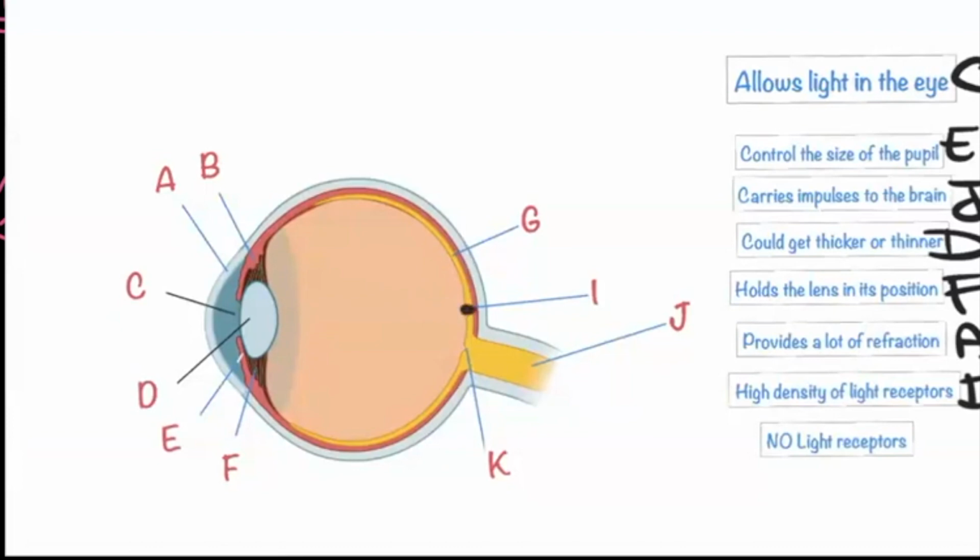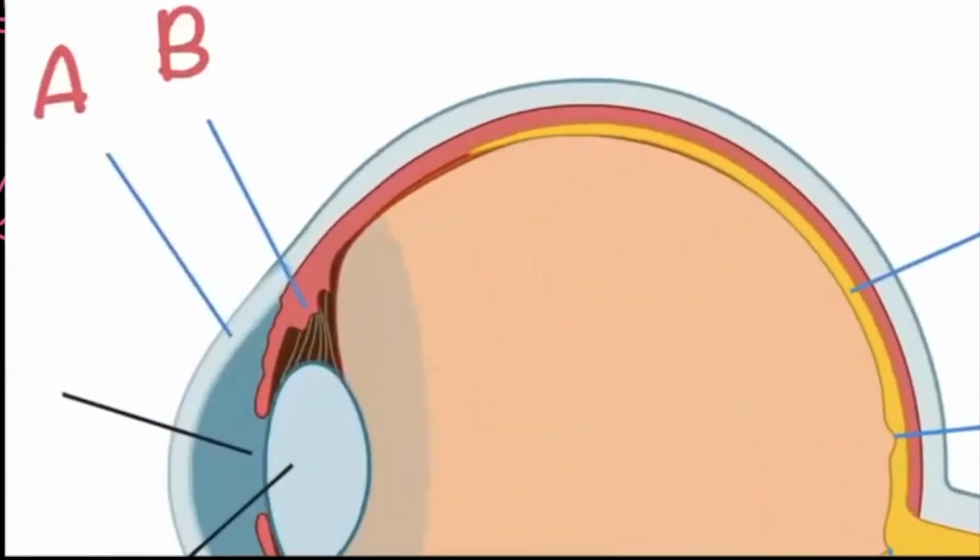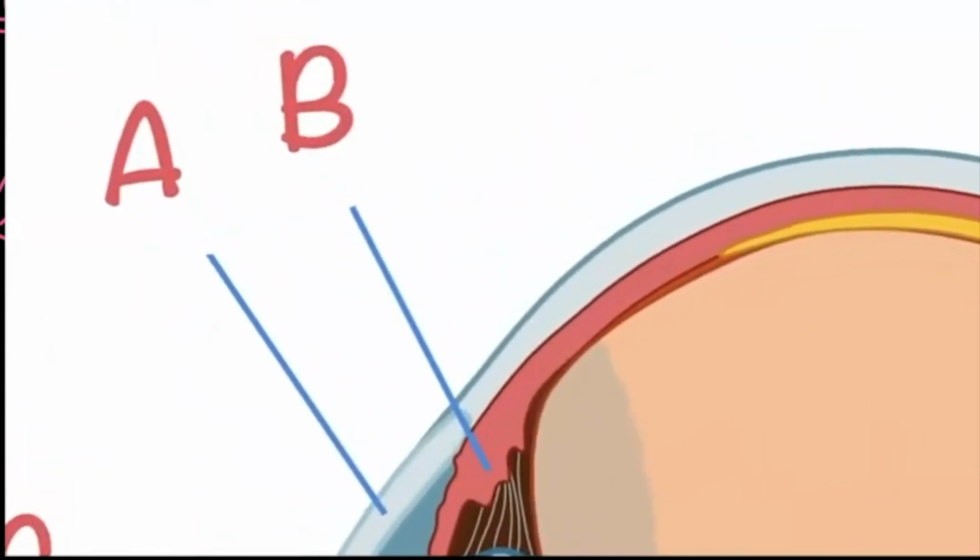High density of light receptors, the highest density of light receptors I have is in the fovea. Usually the fovea is the center of your retina, right behind your pupil. Notice, it's a horizontal line from your pupil, and you find that fovea. No light receptors, that must be the blind spot. The blind spot is K. All right? Is it clear? What is B? They're asking me what B is. These are the ciliary muscles. B is ciliary muscles, okay?